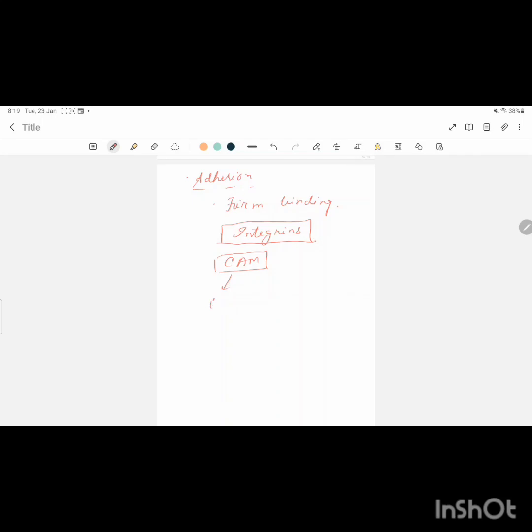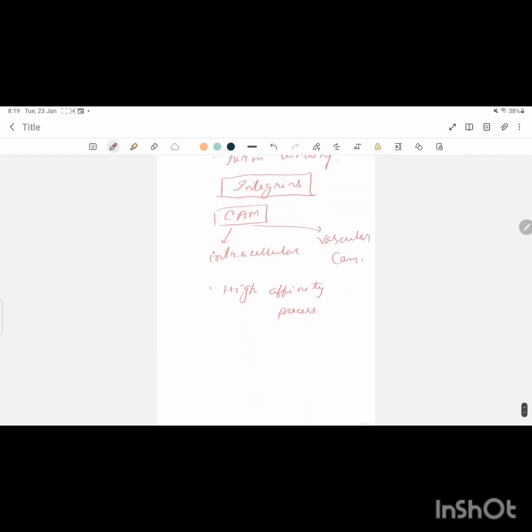Now there are 2 types of CAM: intracellular and vascular CAM. Okay, so यहाँ पे बाइंडिंग हो रहा है between integrins and CAM, and this is a high affinity process. Now the next step is diapedesis.